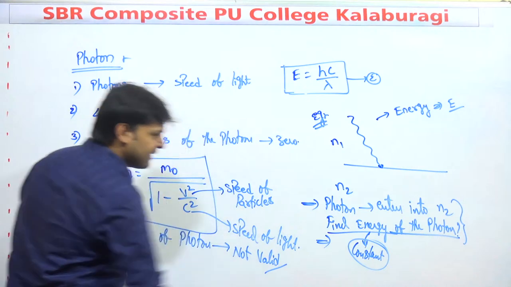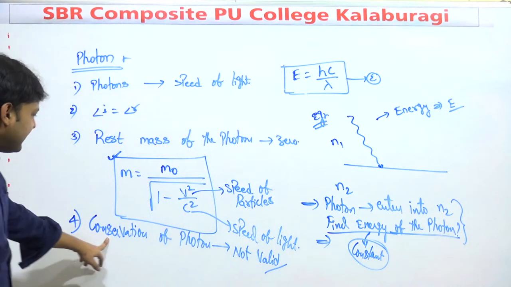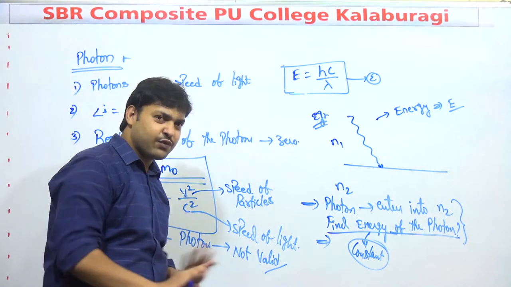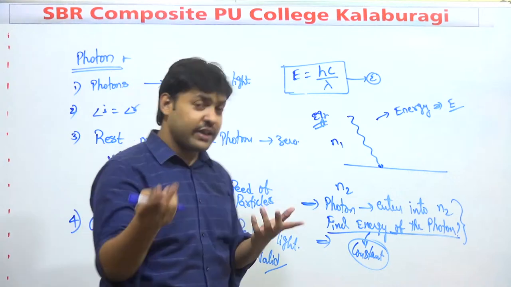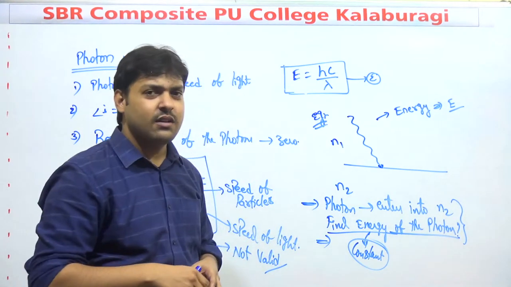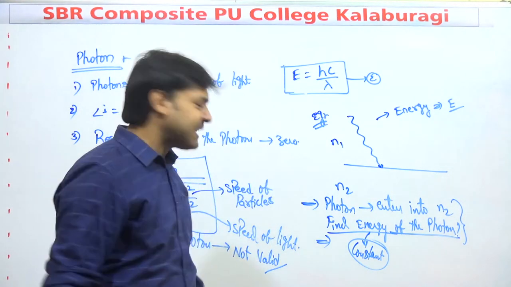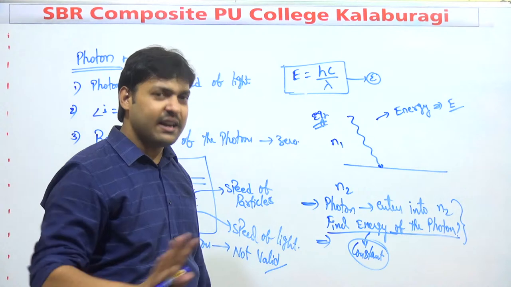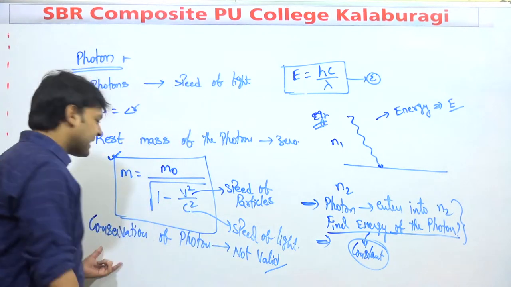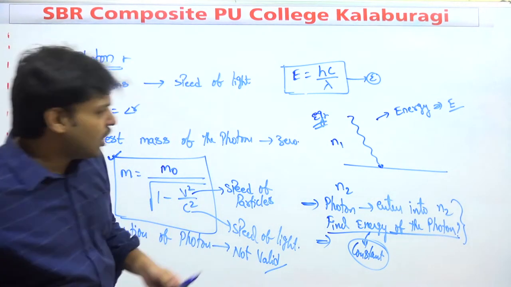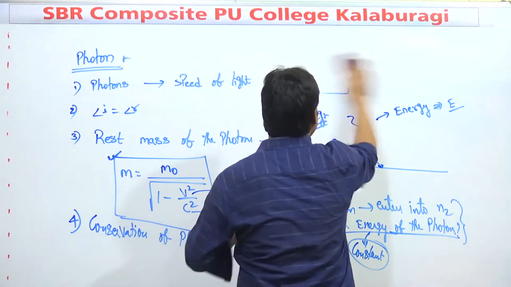Not valid. Is it good? Yes. So conservation of photons is not valid, in the sense we can't write it. We can write the conservation of charge, which we studied in the first chapter. Likewise, the conservation of photons we can't write. Next.